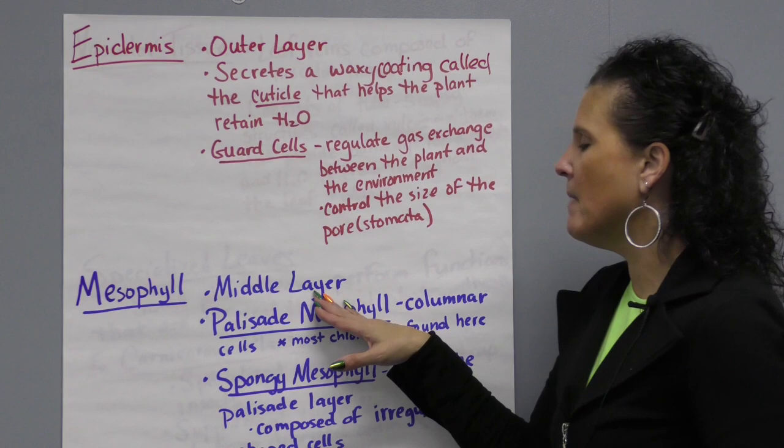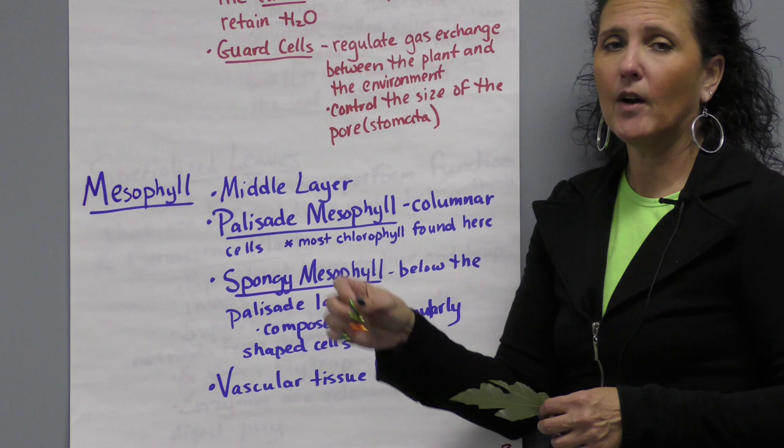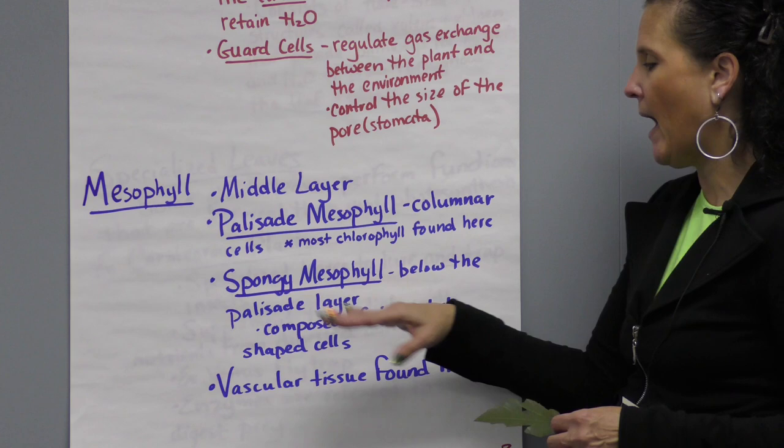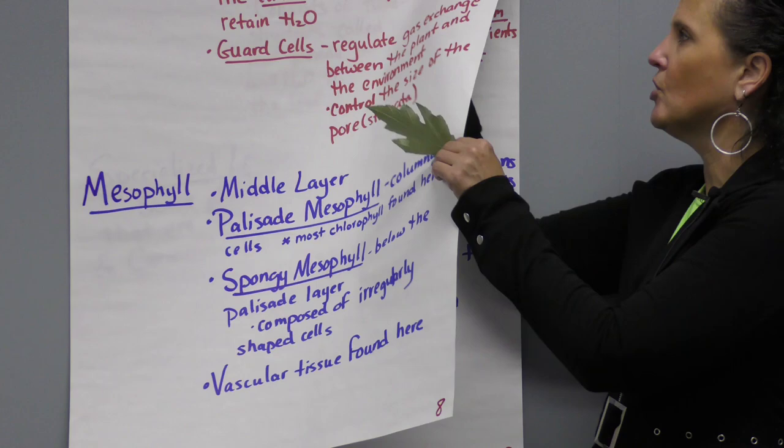Mesophyll is the middle, and within the middle we have two parts, the palisade mesophyll, and those are those big column-like cells. Most of the chlorophyll in the leaf is found here, therefore that's where most of the photosynthesis occurs. We also have the spongy mesophyll, and it's below the palisade layer, and it just has irregular shaped cells. Vascular tissue is also found here, the veins. This is where the veins are in the mesophyll, so we can carry those nutrients.